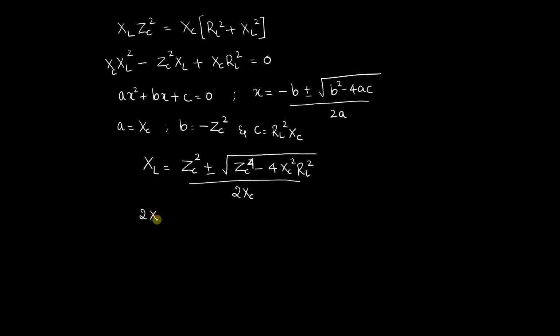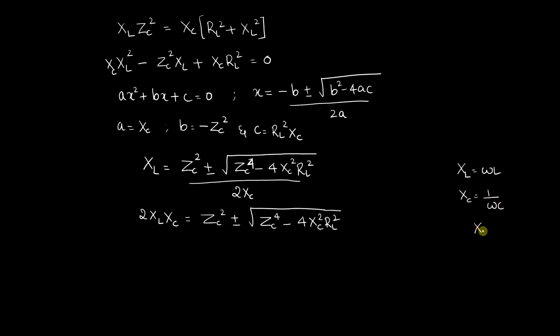Okay. Now let me multiply this term here. So this will be 2XL into XC. This will be equal to ZC square plus or minus square root of ZC to the power 4 minus 4XC square into RL square. Okay, what is this particular term XL XC? If you see, if I have to substitute in terms of omega, XL is equal to omega L, XC is equal to 1 by omega C. So when I multiply XL and XC, this will be equal to omega L divided by omega C, this will be equal to L by C.